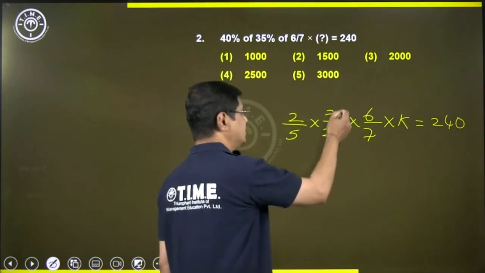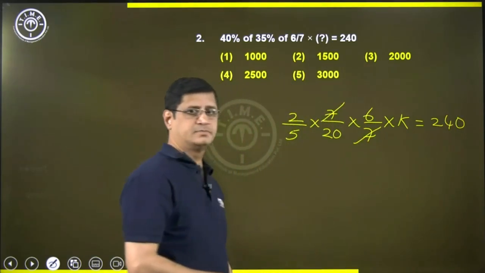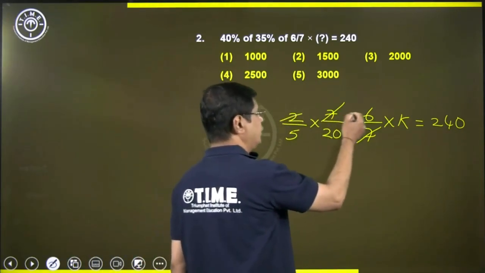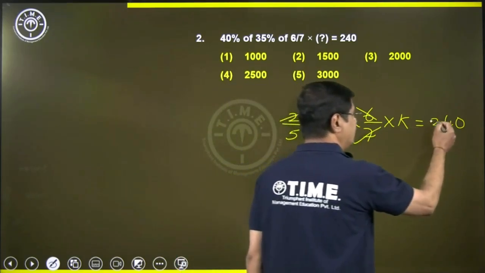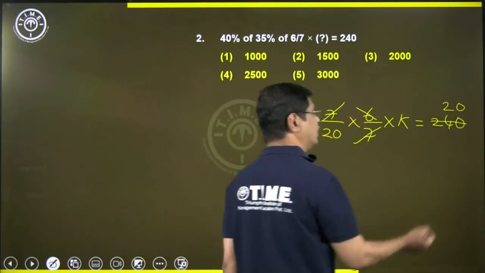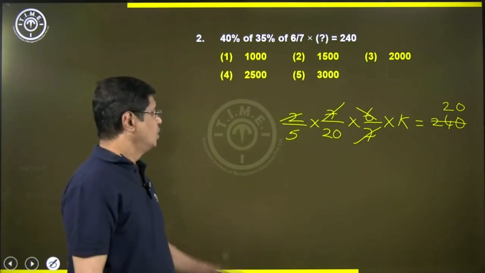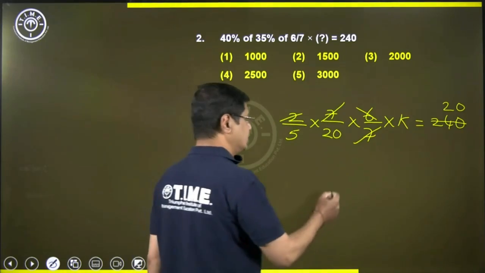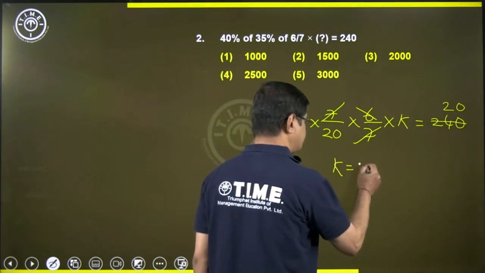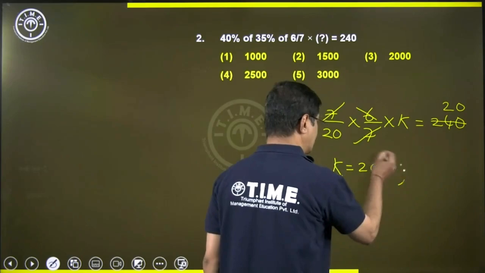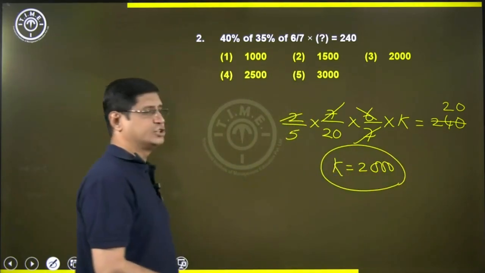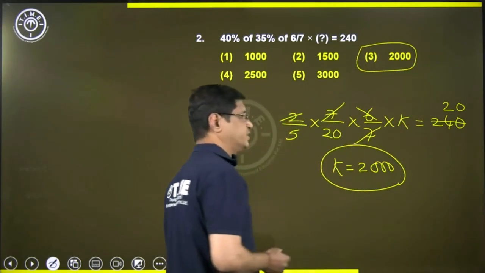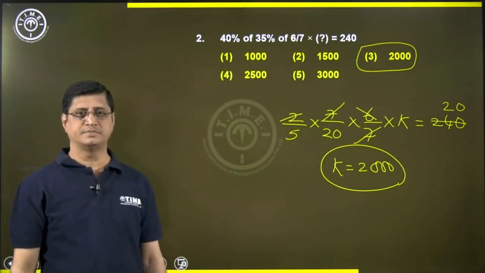Now to simplify, 7 and 7 get cancelled. The product of 2 and 6 is 12. Here 20 goes exactly into 40. 5 times 20 is 100. 100 into 20 is 2000. The value of k is 2000. Now the answer choice is option 3. The third choice is the answer for this question.